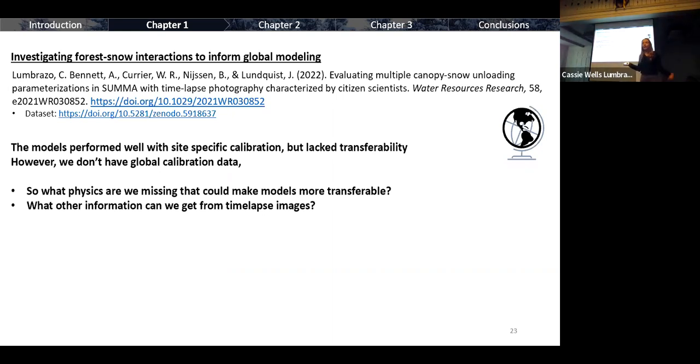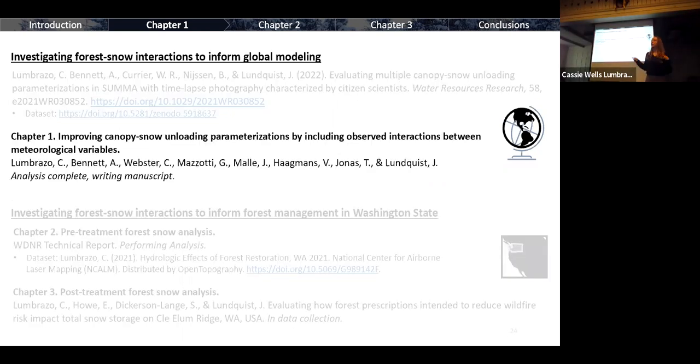And of course, because I didn't get enough of looking at time-lapse images, I was like, well, what other information can we get from our images? So this is where it led me into chapter 1, where I'm going to be talking about a follow-up of this work. And this is in collaboration with, this work really started when I joined Jessica at SLF in Davos, Switzerland. So I'm going to be talking about their field site and then show how we expanded from there.